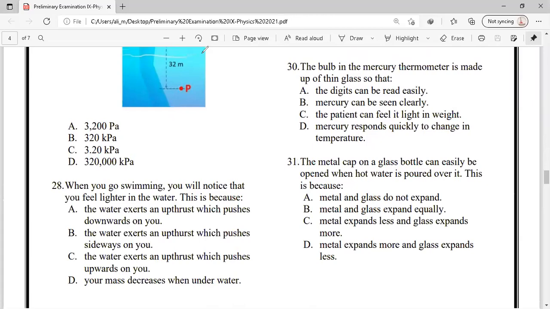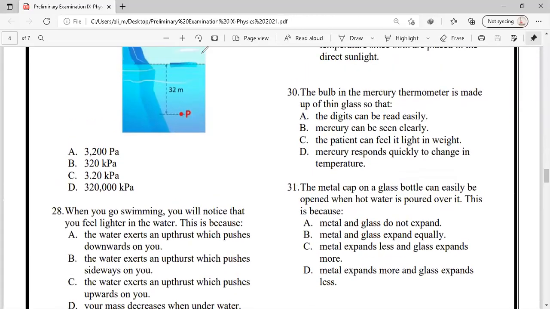Let's see question number 30 and 31. Question number 30. The bulb in the mercury thermometer is made up of thin glass. जो हमारा थर्मोमीटर होता है उसमें जो पार्ट जिसको हम किसी बॉडी के साथ थर्मल कांटेक्ट में लाते हैं, उस पार्ट को हम बल्ब कहते हैं. And the glass of that bulb is very thin.